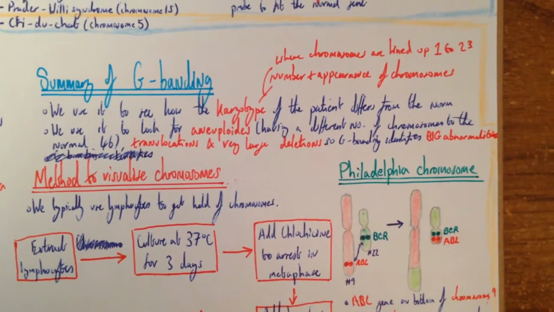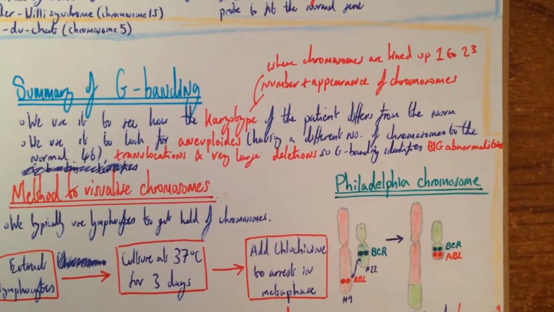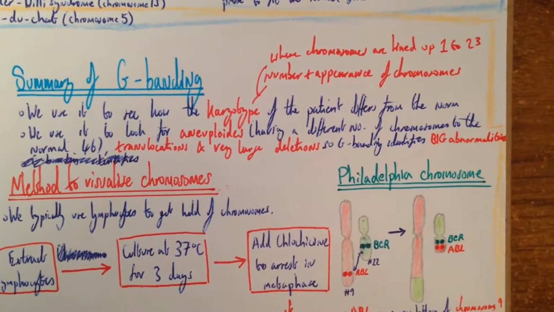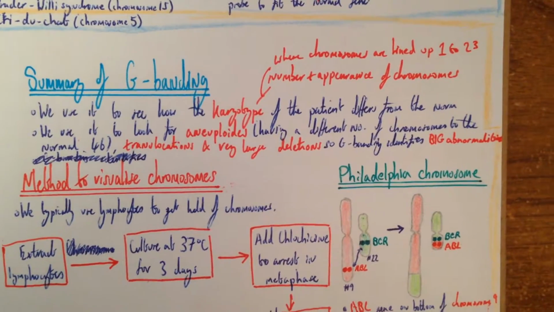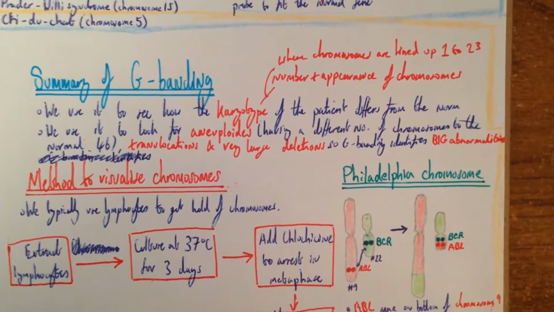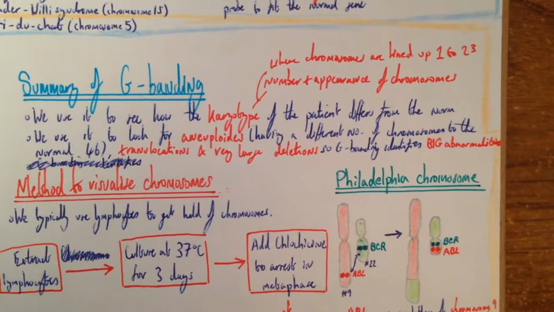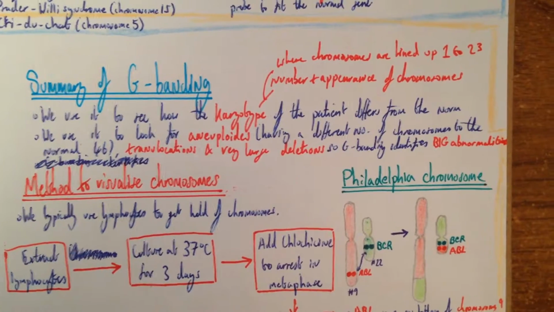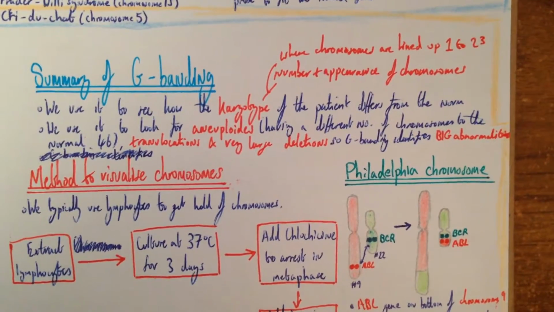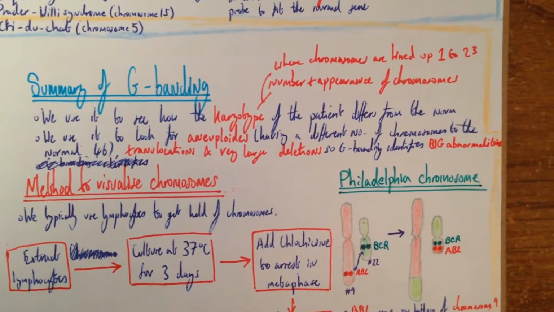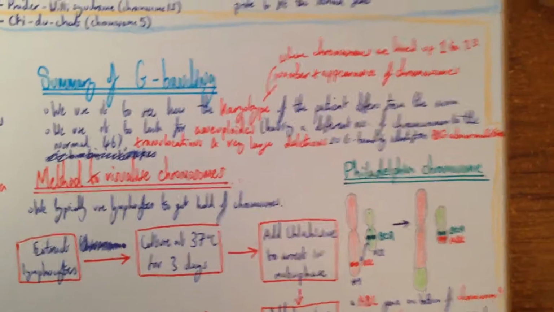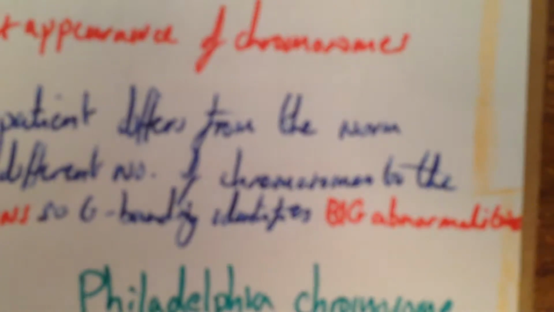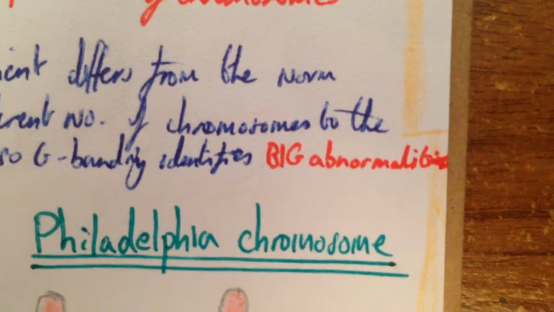So, coming to a summary of G-banding, we use it to see the karyotype, which is where the chromosomes are lined up from 1 to 23, and it shows us the number and appearance of chromosomes. So we can use it to see how the karyotype of the patient differs from the norm. We can use it to look at aneuploids, which is basically a posh word for having a different number of chromosomes to the normal 46. We can also use it to look for translocations and very large deletions. So G-banding identifies big abnormalities. That's the most important thing. G-banding identifies big abnormalities, big abnormalities.